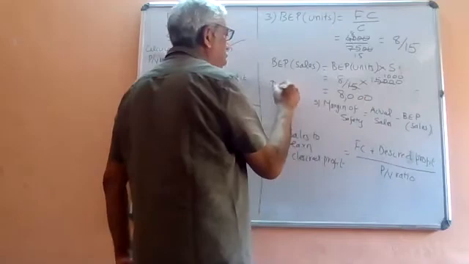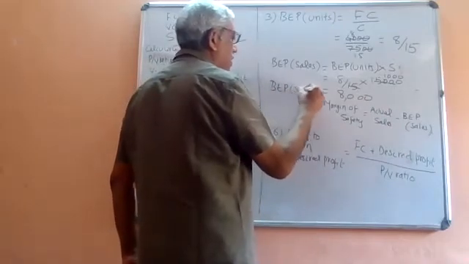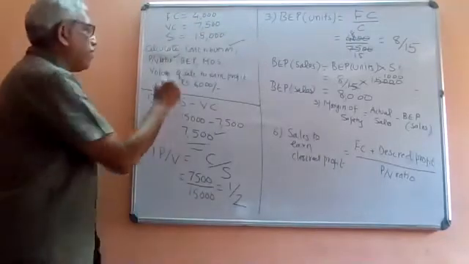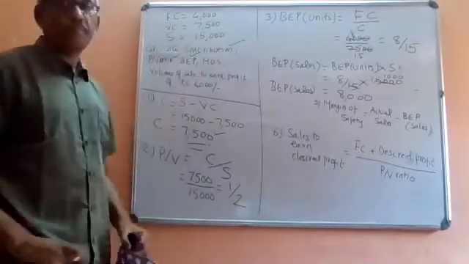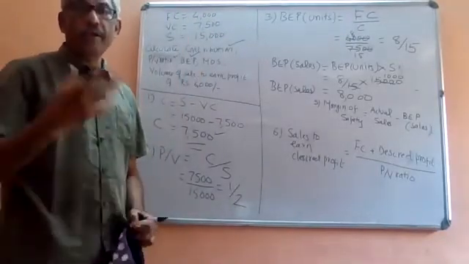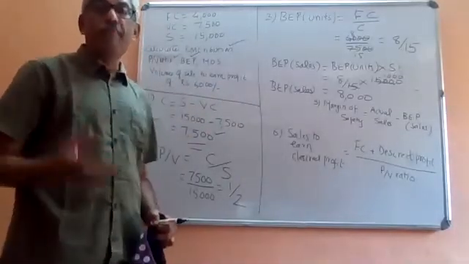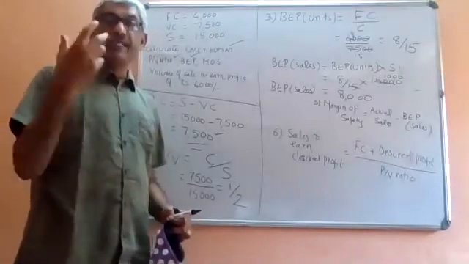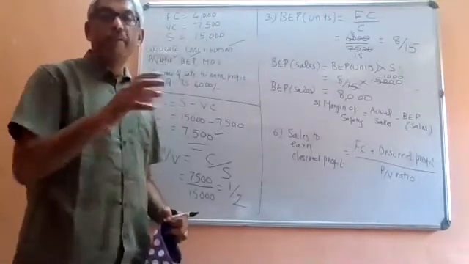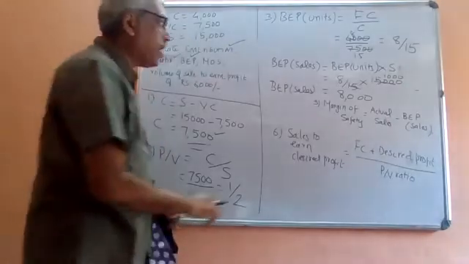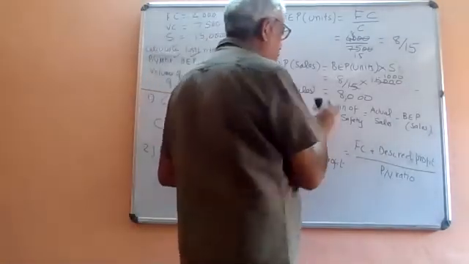So that is break-even point sales. Break-even point sale is 8,000. So we have calculated break-even point also. It is break-even point units into sales. Break-even point units is 8 by 15. Sale is 15,000. So 8 by 15 into 15,000 is 8,000.